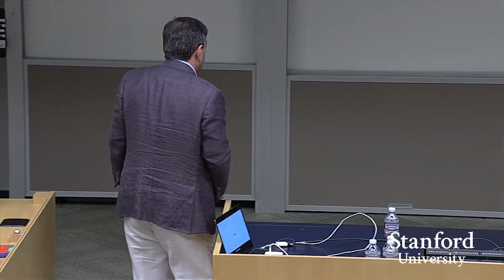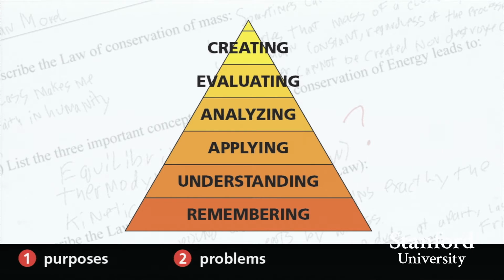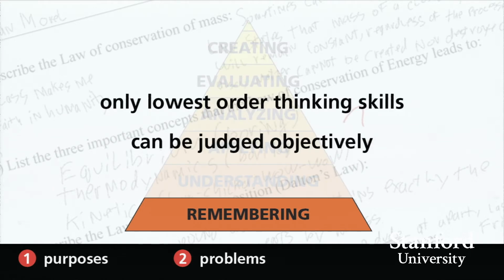But think about Bloom's taxonomy again, which has the only thinking skill on that list that we can truly assess completely objectively. Unfortunately, that's all the way at the bottom. So in a sense, that conflict forces us down Bloom's taxonomy.